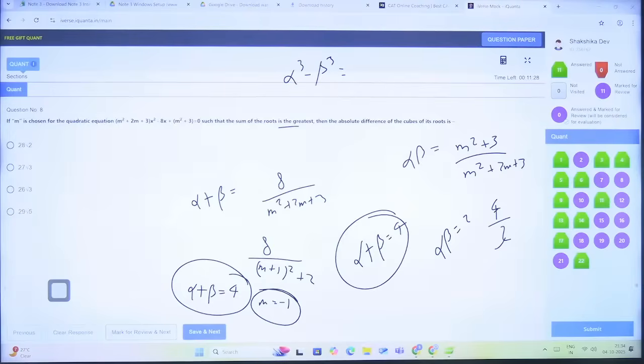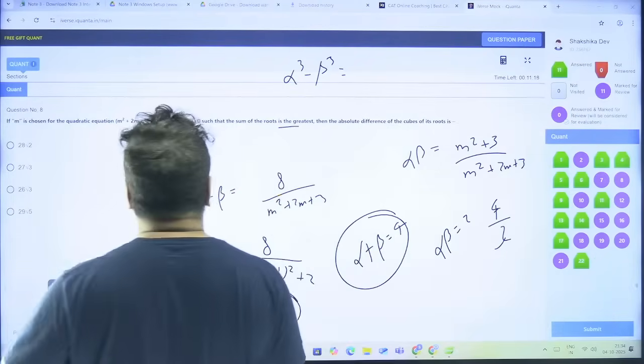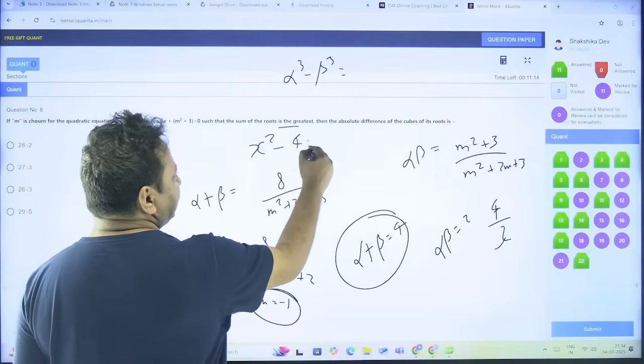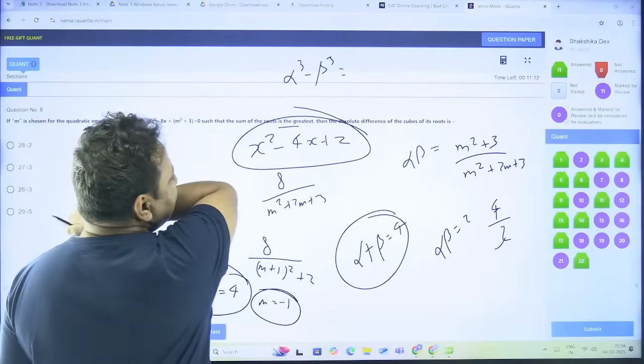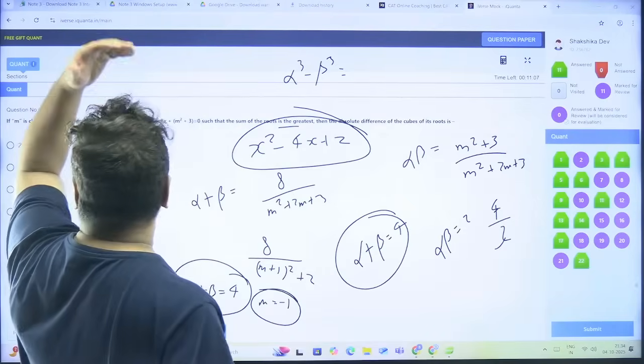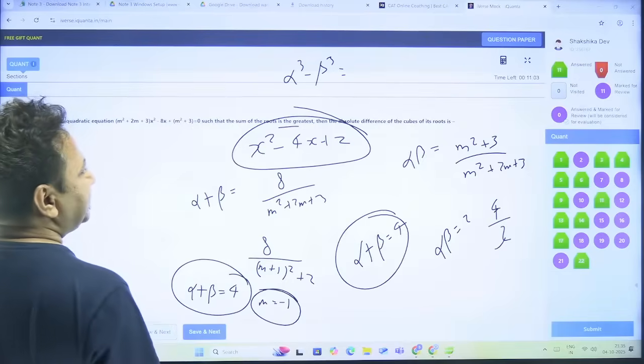थक गया भाई मैं. x square minus 4x plus 2 चाहिए मेरे को ना. That is the equation that I want to make. This is the equation. तो अल्फा बीटा की वैल्यू कितनी गंदी वैल्यूज आएंगी. It will be irrational. Okay, but I need to do it.